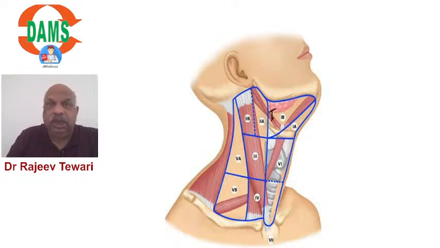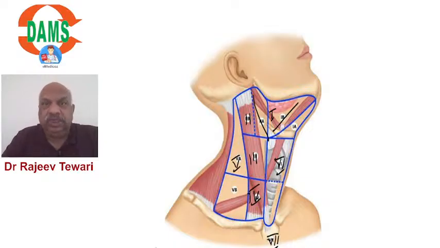Level 1 is submental, submandibular. 2, 3, 4 are jugular, upper, middle, lower. 5 is posterior triangle. 6 is central. 7 is mediastinal. We don't remove 6 and 7. We only remove 1 to 5.